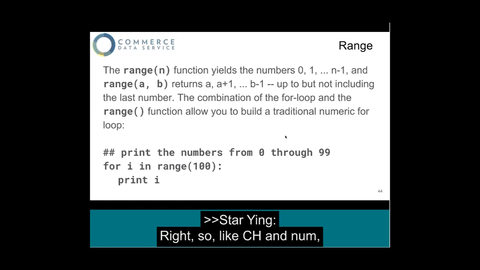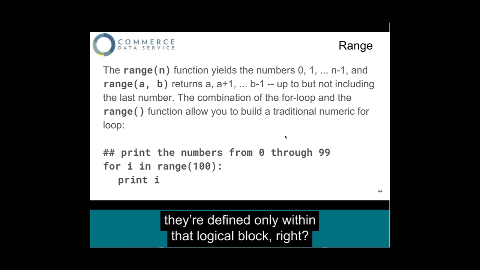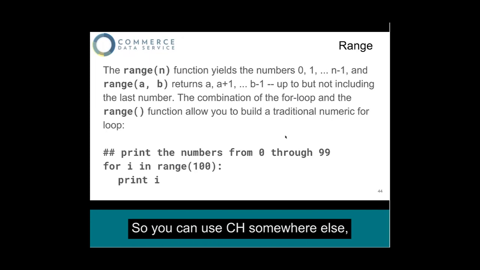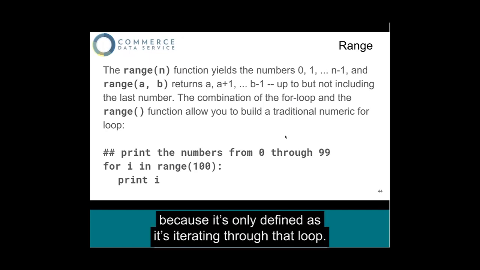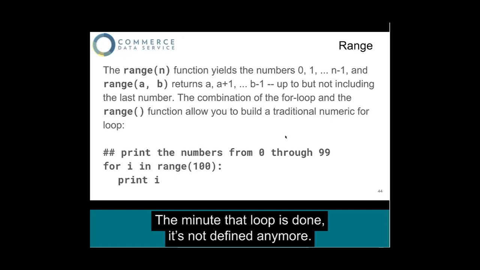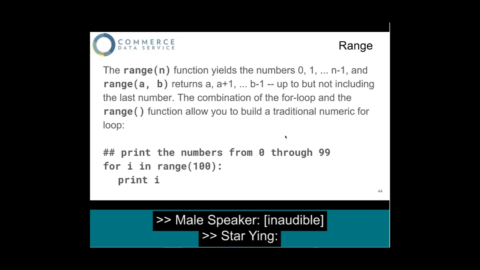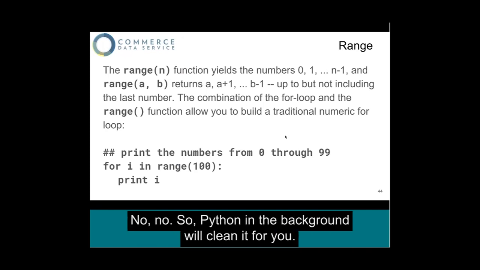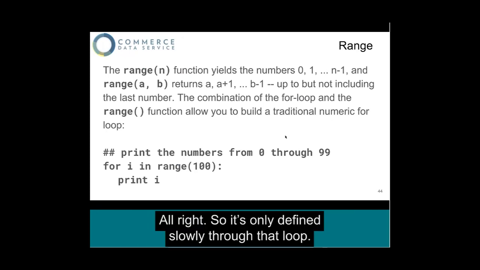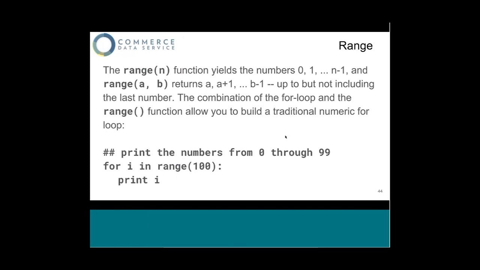Right. So like ch and num, they're defined only within that logical block. So you can't use ch somewhere else that's not in that logical block, because it's only defined as it's iterating through that loop. The minute that loop is done, it's not defined anymore. No, no. So Python in the background will clean it up for you. So it's only defined through that loop.